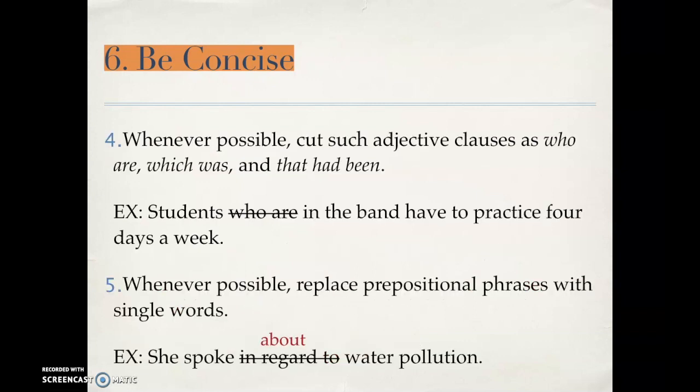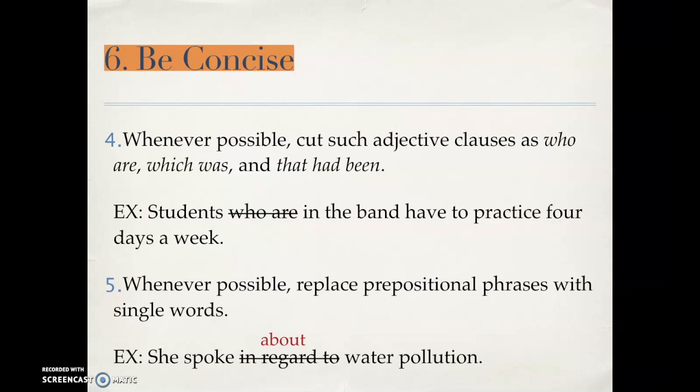Another way you can be concise is to cut adjective clauses like who are, which was, and that have been. Look at the example there. Students who are in the band have to practice 4 days a week. Okay, you don't really need who are, so if you eliminate that, you just get students in the band have to practice 4 days a week. Okay, that's a way to just real quick trim some of your sentences and eliminate some of that wordiness.